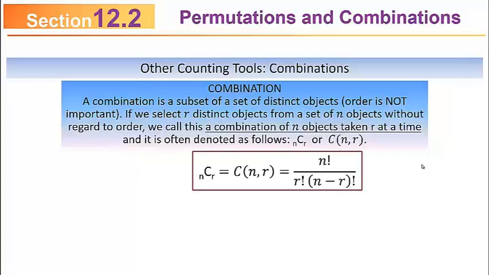And there's your formula. Combination of N things taken R at a time is N factorial in the numerator, and in the denominator, it's the product of R factorial and N minus R factorial.